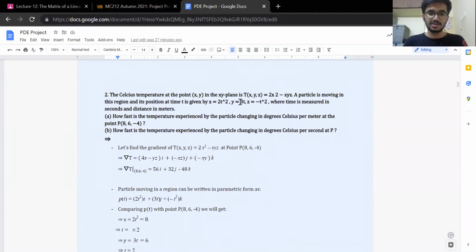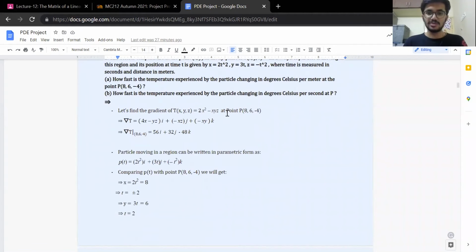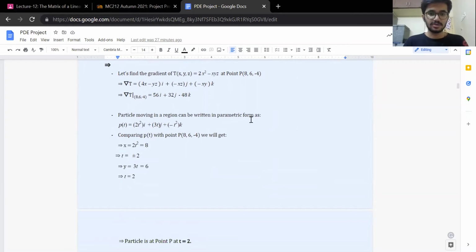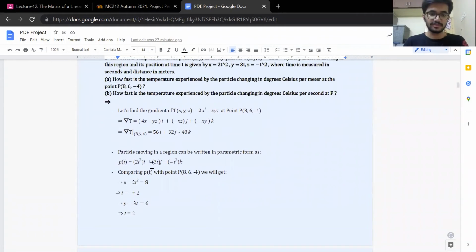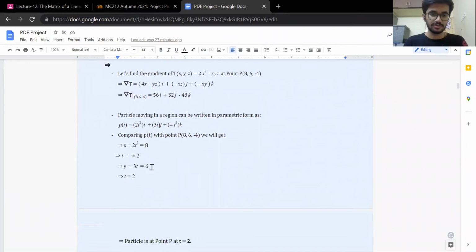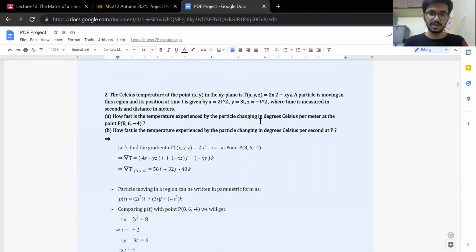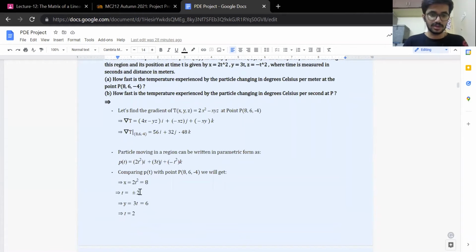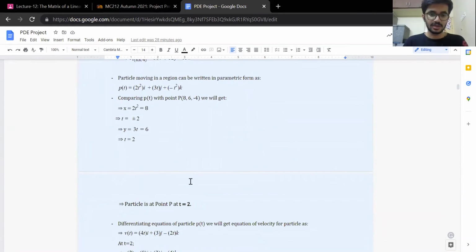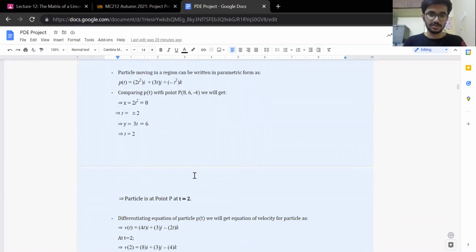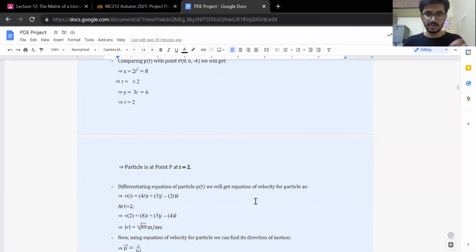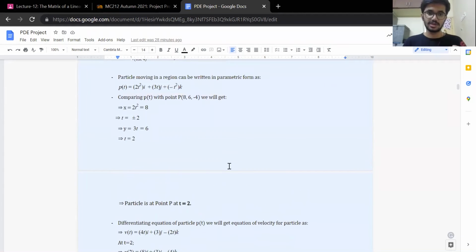Here it's quite easier to find the unit vector, so I'll say in a later part. So here I found the gradient at a given point (8, 6, -4), and the particle was moving. So we can write it in parametric form and form the equation. By comparing the point with these x, y, z, we can easily figure out the value of t, like at which time t we are supposed to find the whole displacement.